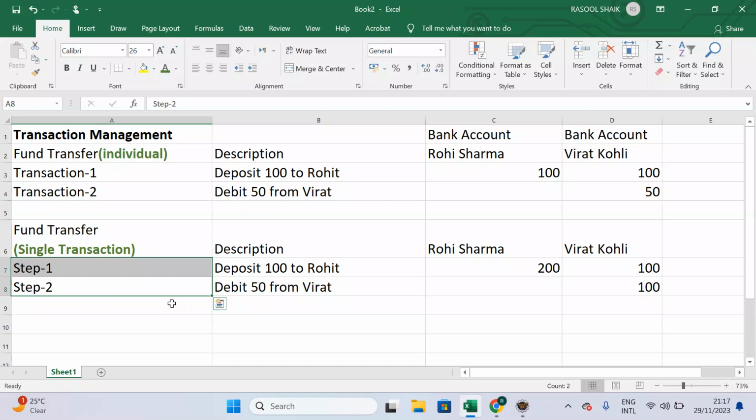Okay, so in the next lecture, I will go step by step. I will explain what properties are available in transaction management, what problems are available in transaction management, and how we are going to resolve those problems.